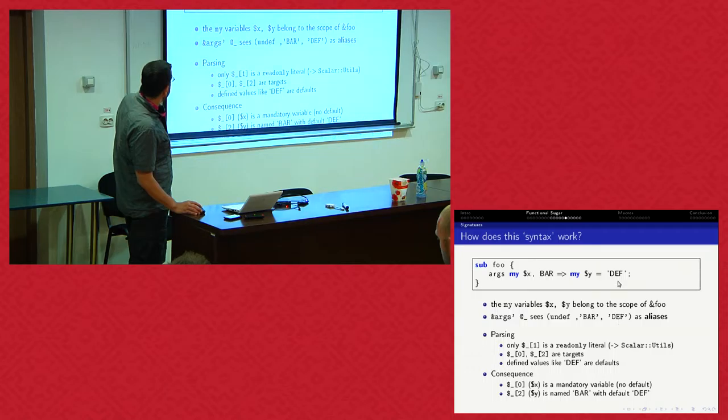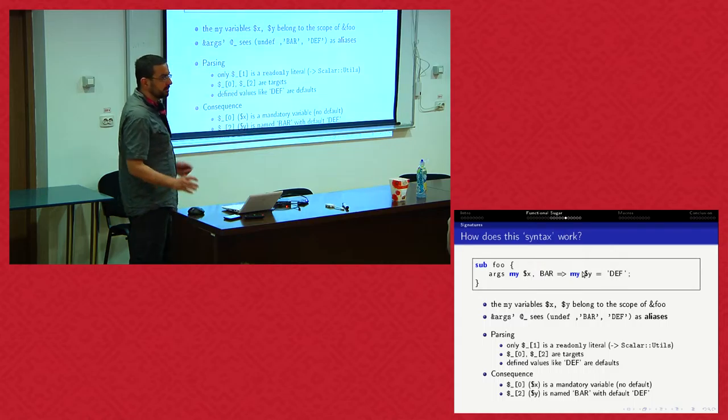Now when I'm parsing this within args, I get only $1 is a read-only literal. Bar is $1. I can use Scalar::Util readonly, and it tells me it's a literal, because if you would try to set $1, you would get an error because literals are read-only values. $0 and $2 are targets, so the first and the third argument are to be set. And defined values like def are defaults. So I know $2 has a default. So the consequence is, this is a mandatory variable which is positional, and $2 is just the name of this variable which has to be set with a value which was named bar. It has the default def. Clear?